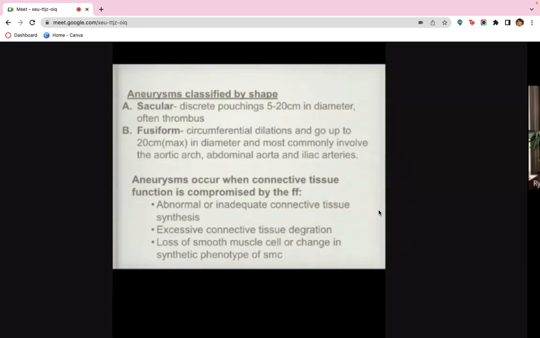So your aneurysm occurs when connective tissue function is compromised by, number one, abnormal or inadequate connective tissue synthesis, excessive connective tissue degradation, and of course, loss of smooth muscle cells or change in your synthetic phenotype of SMC.